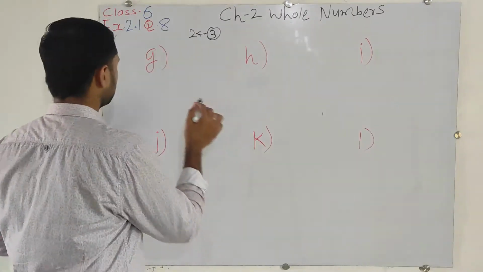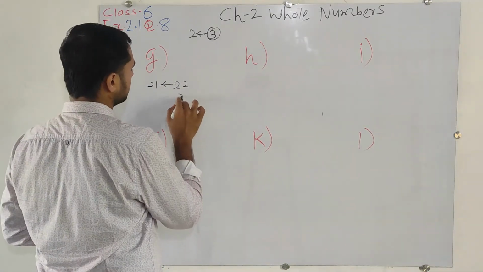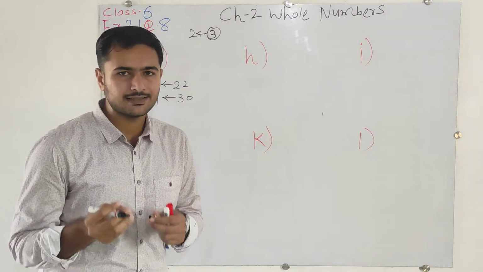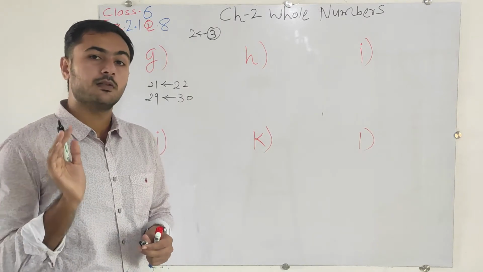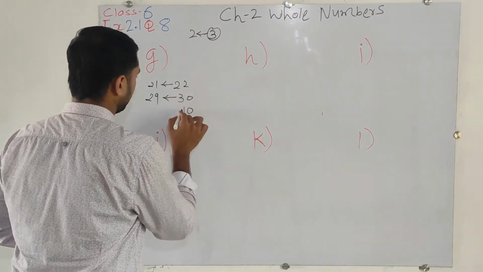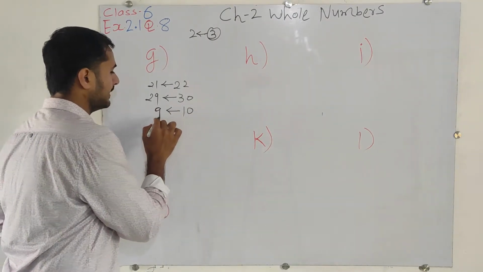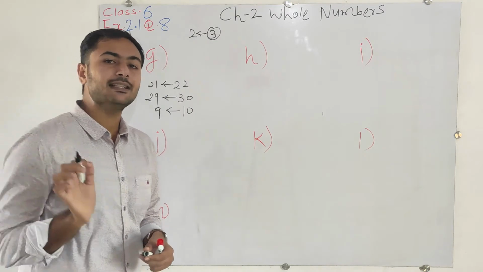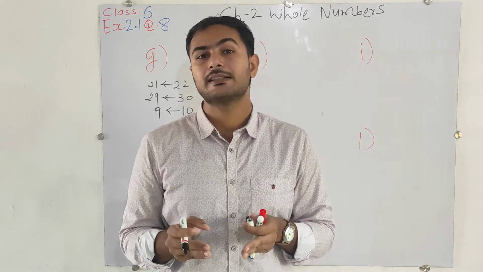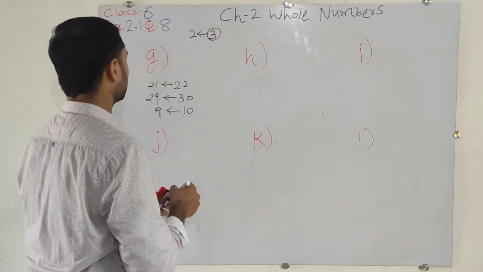Let's check that. Suppose I select 22, then the predecessor is 21. Suppose I select 30, then the predecessor is 29. At first view we can say that's correct. But now identify the smallest two-digit number, that is 10, and the predecessor of 10 is 9. So we found one number, 10, which is a two-digit number and has a single-digit predecessor. So the given statement is wrong.